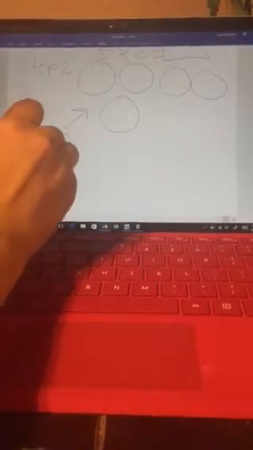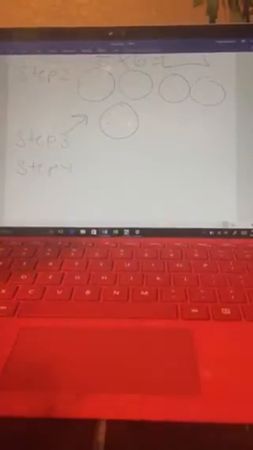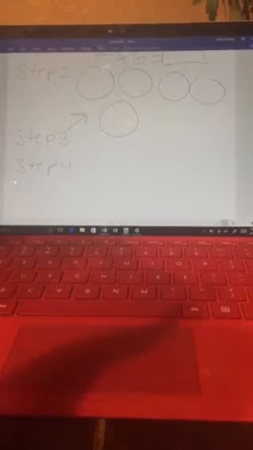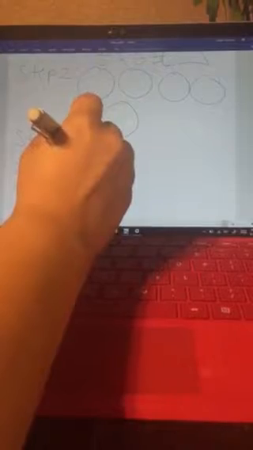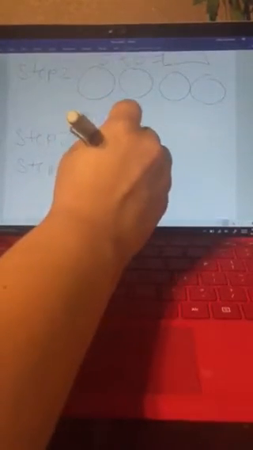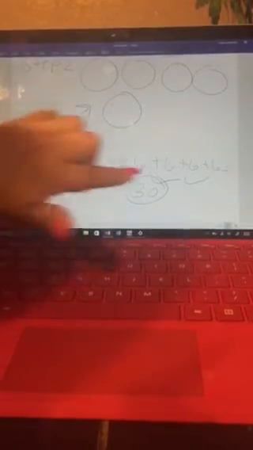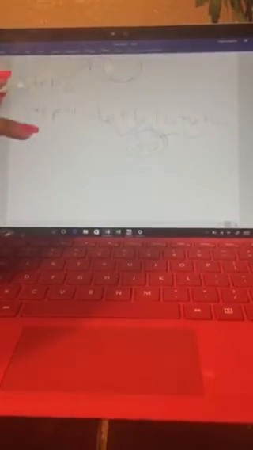And step 4, my final step, is to add them all together. So I have 5 groups and 6 in each group. So I'm going to add 6 5 times. 6 plus 6 plus 6 plus 6 plus 6. So that's going to give me 30. And 30 is going to be my product when I multiply, and 30 is going to be my sum when I add.